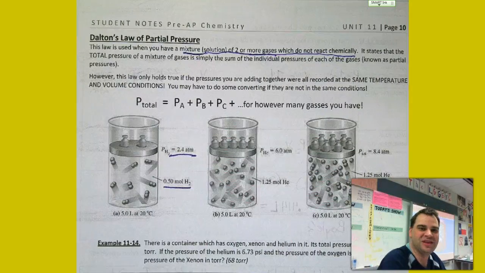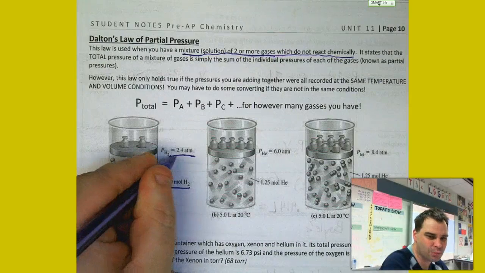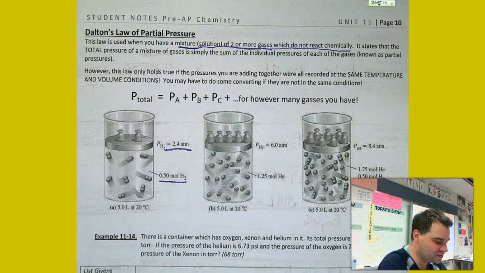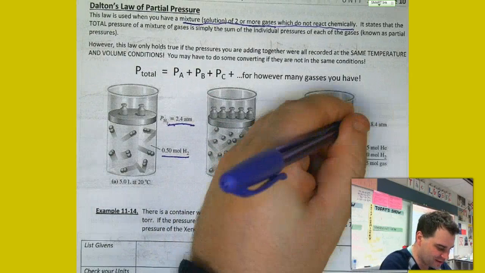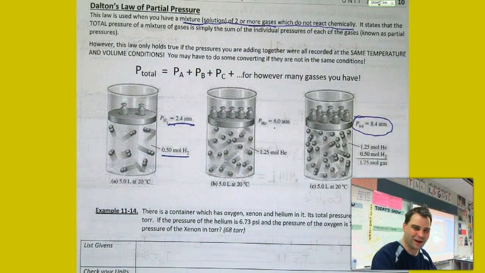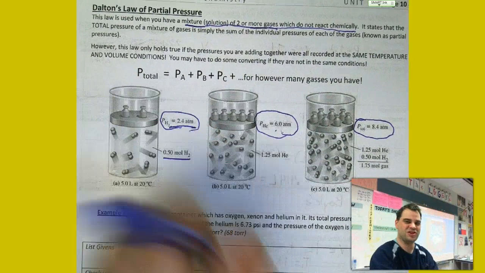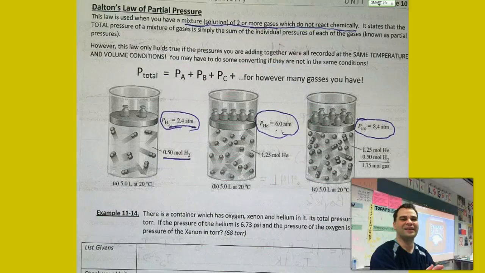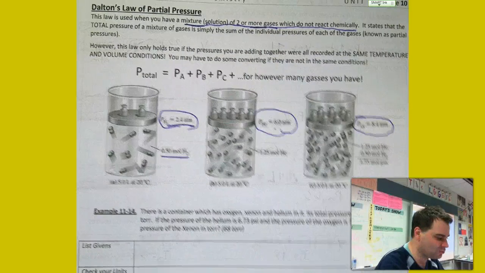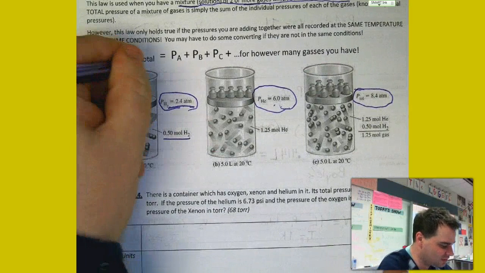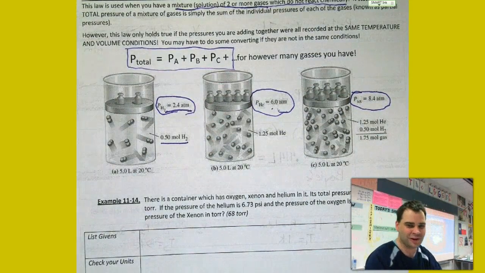So if you take the sum of the individual pressures, if you have a pressure of 2.4 atmospheres and you add it to a pressure of 6.0 atmospheres, you will have a total pressure of 8.4 atmospheres when you add the two together. Go figure. Genius. Please note that these have to be at the same temperature and volume, and the equation we use is P total equals PA plus PB plus PC plus PD, and so on and so on.